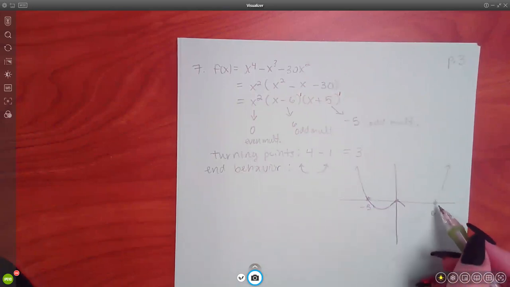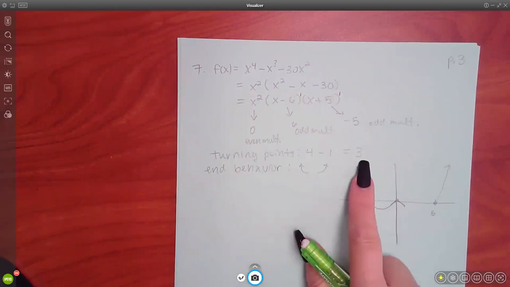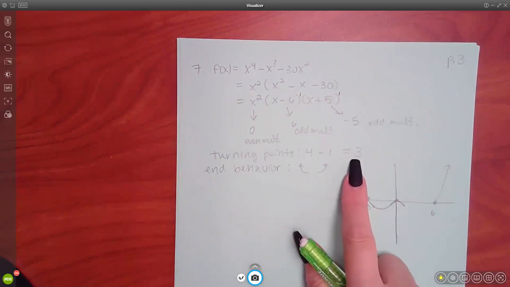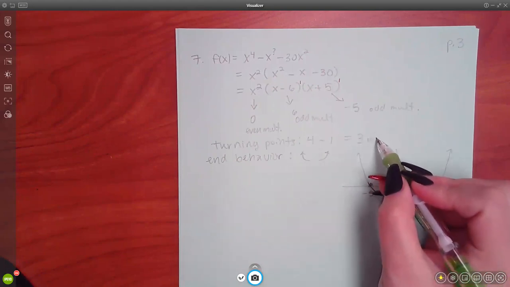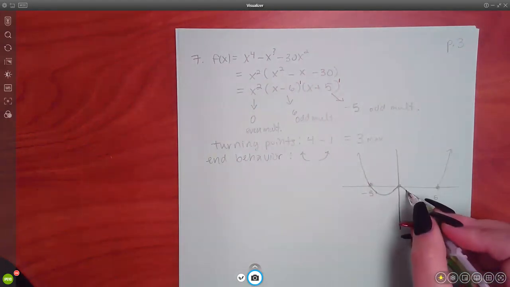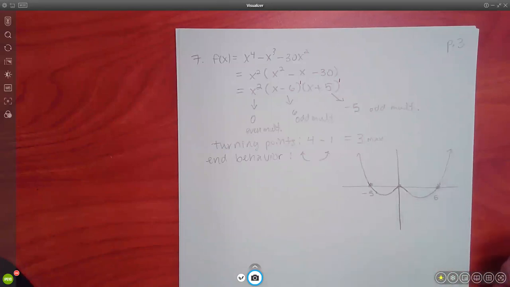Then I do have to somehow get over here to the six. So I might have to turn again, but I'm supposed to have a maximum of three. I could just have two. It could just go like this. It would make sense that it does that.